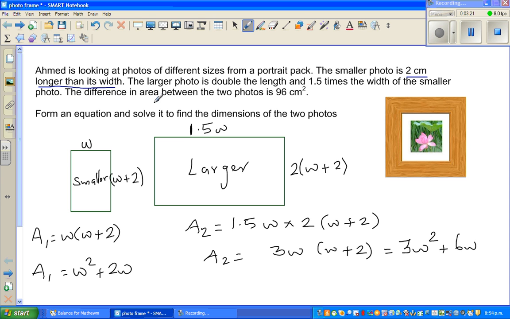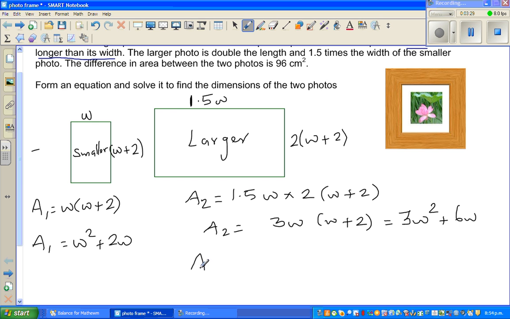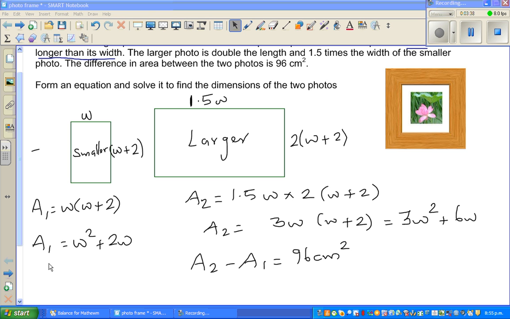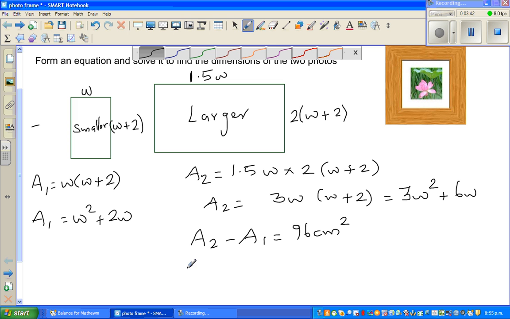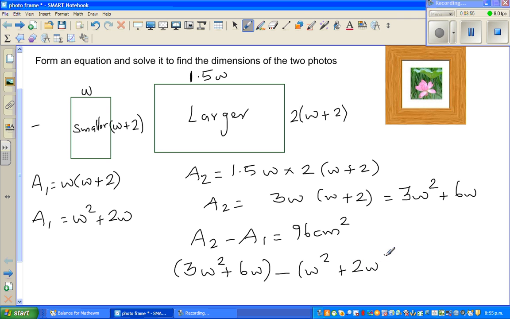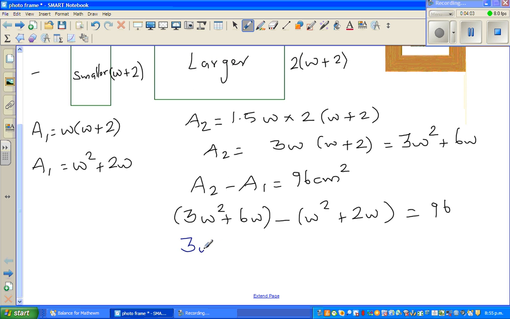What does it say now? The difference in the area is 96 centimeters squared. So what they're saying is A2 minus A1 is equal to 96 centimeters squared. I'll write it like this: 3W squared plus 6W minus W squared plus 2W is equal to 96. Let me change color. Let me make it blue. So let me open the bracket. This is 3W squared plus 6W. When you open the bracket with the minus outside, both of these terms change their sign. So plus W squared becomes minus W squared, and plus 2W becomes minus 2W, is equal to 96.